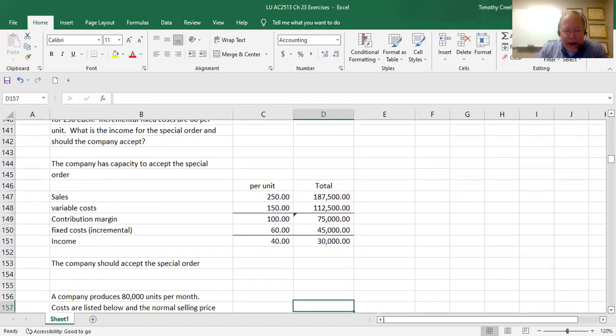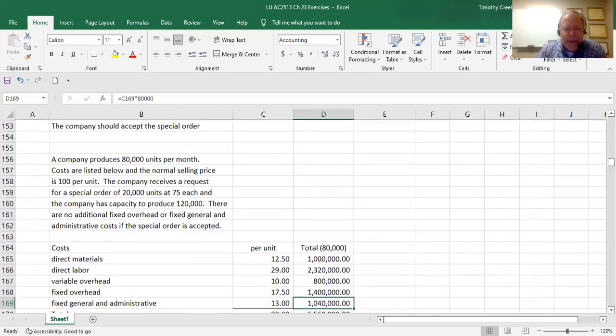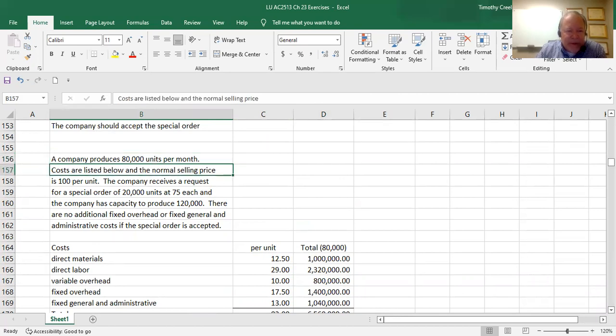So let's look at one more aspect of it here. Let's look at one more example. A company produces 80,000 units per month. The costs are listed below and the normal selling price is $100 per unit. The company receives a request for a special order of 20,000 units at $75 each, and the company has the capacity to produce 120,000. So basically, they're producing 80,000, they can produce 120,000, the special order comes in for 20,000. So they have capacity to do it. So now they're going to do a financial analysis to see, is this worth it for us money-wise?